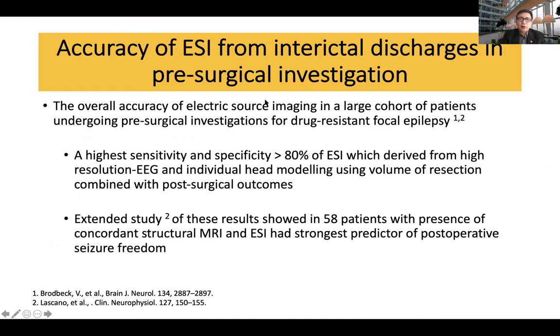Accuracy of ESI from interictal discharge for pre-surgical investigation. The overall accuracy of electric source imaging in cohorts of patients undergoing pre-surgical investigation for drug-resistant focal epilepsy: the highest sensitivity and specificity, more than 80%, can be found with ESI from high-resolution EEG and individual head modeling, using volume of resection combined with post-surgical outcome. One study of 58 patients showed that the presence of concurrent structural MRI scan with ESI was the strongest predictor of post-operative seizure freedom.